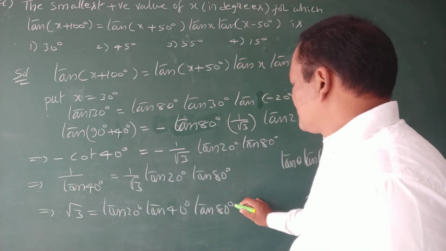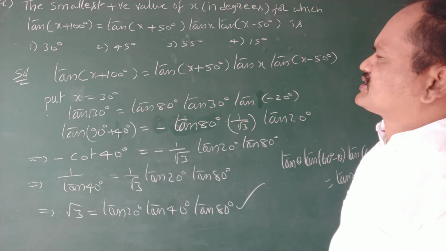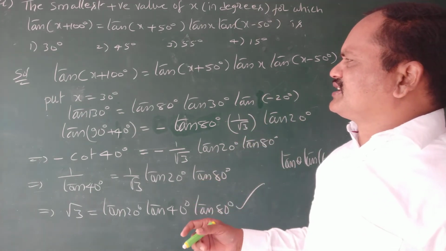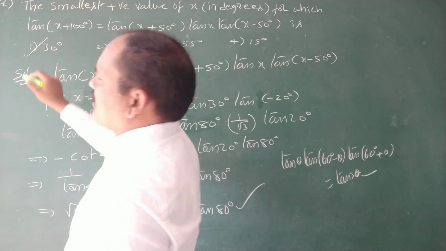That's why x equal to 30 degrees is the smallest value satisfying this equation. So the answer is 30 degrees, that is the first option. That's all.